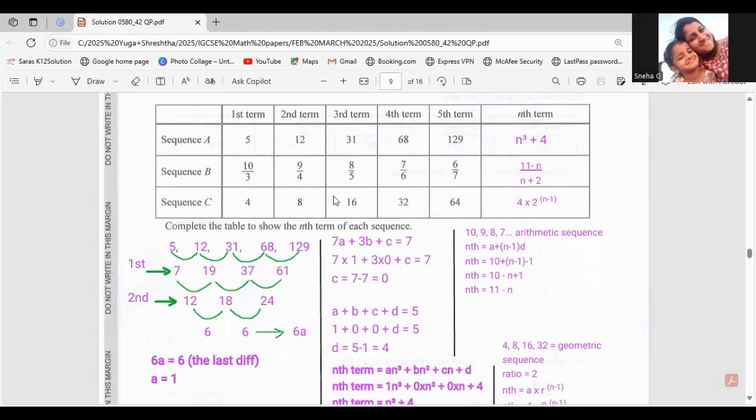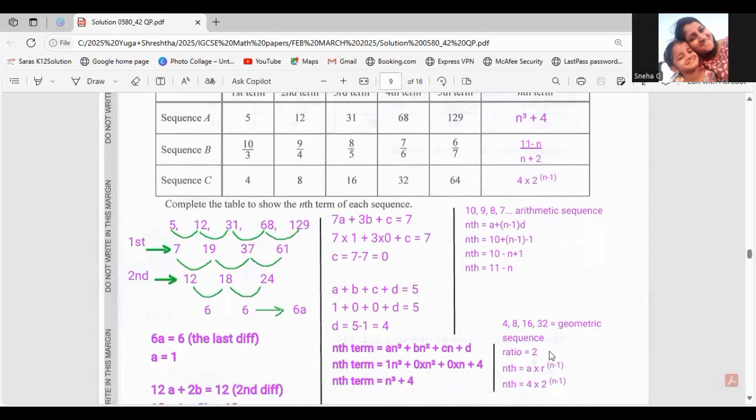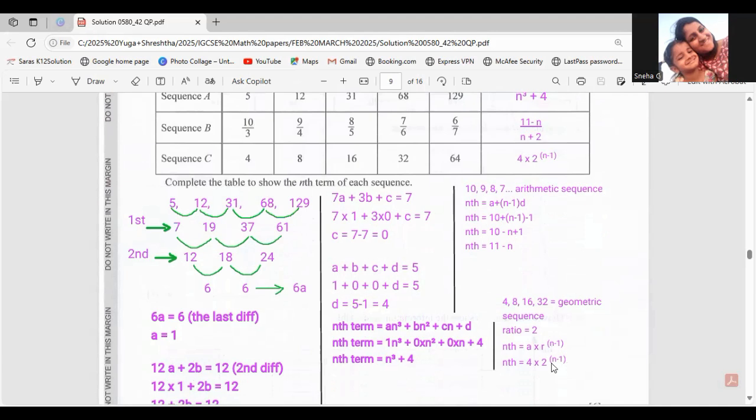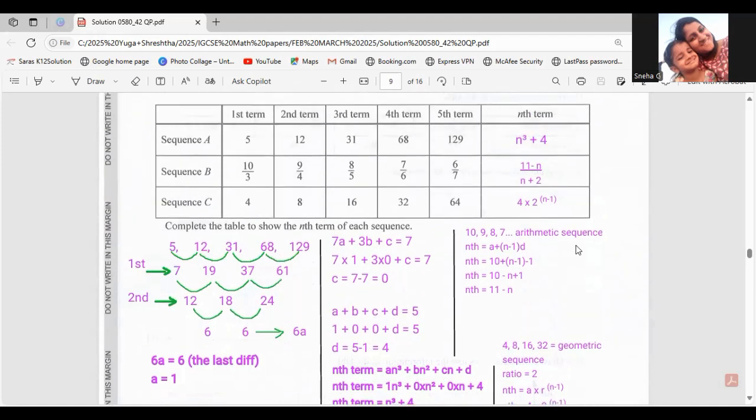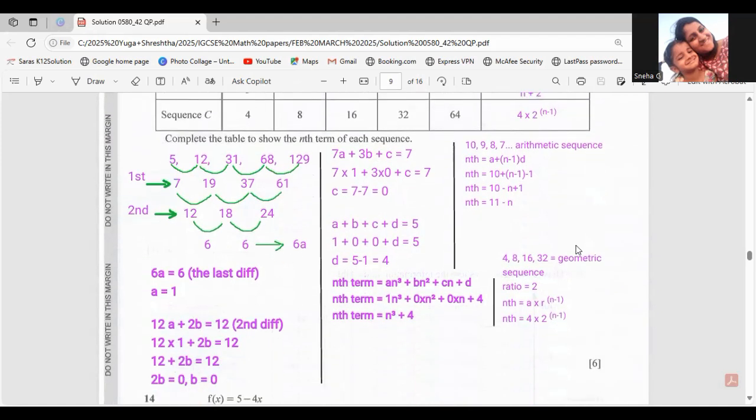Third sequence, as you notice, it is 4 doubles to 8, 8 doubles to 16, 16 doubles to 32. That means it's a geometric sequence with a ratio of 2. The formula for a geometric sequence is a times r to the power n minus 1. On substituting the values, you get 4 multiplied by 2 to the power n minus 1. So these are your three answers for the nth terms of the sequences.